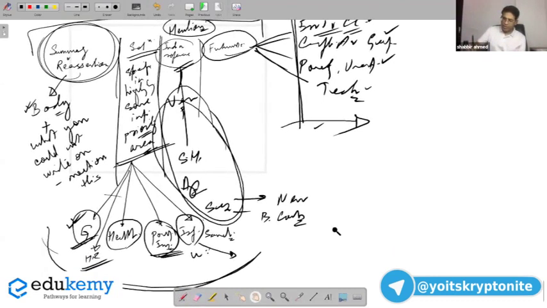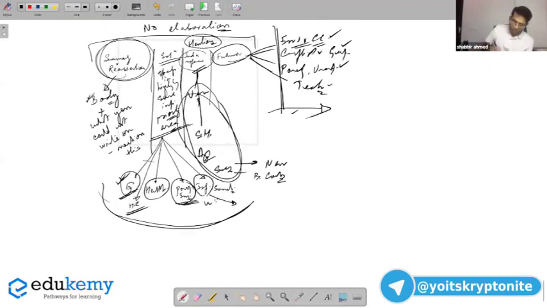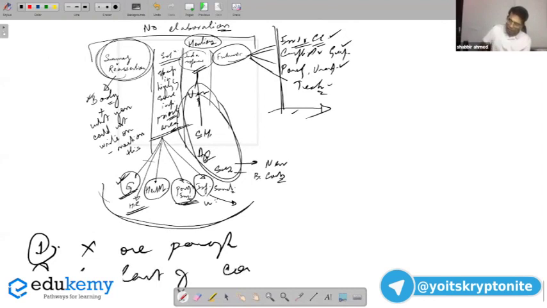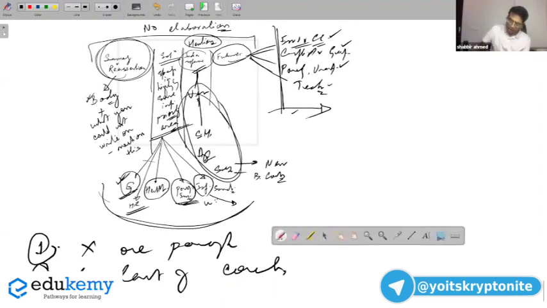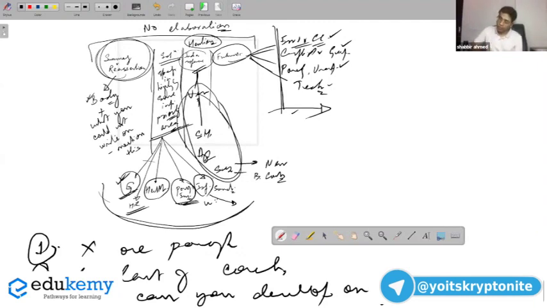So what I have done is, number 1, I said conclusion is not one paragraph. Number 2, I said there are 4 elements of conclusion. And now third, I am telling you what you can develop on for your conclusion. What can you develop on?